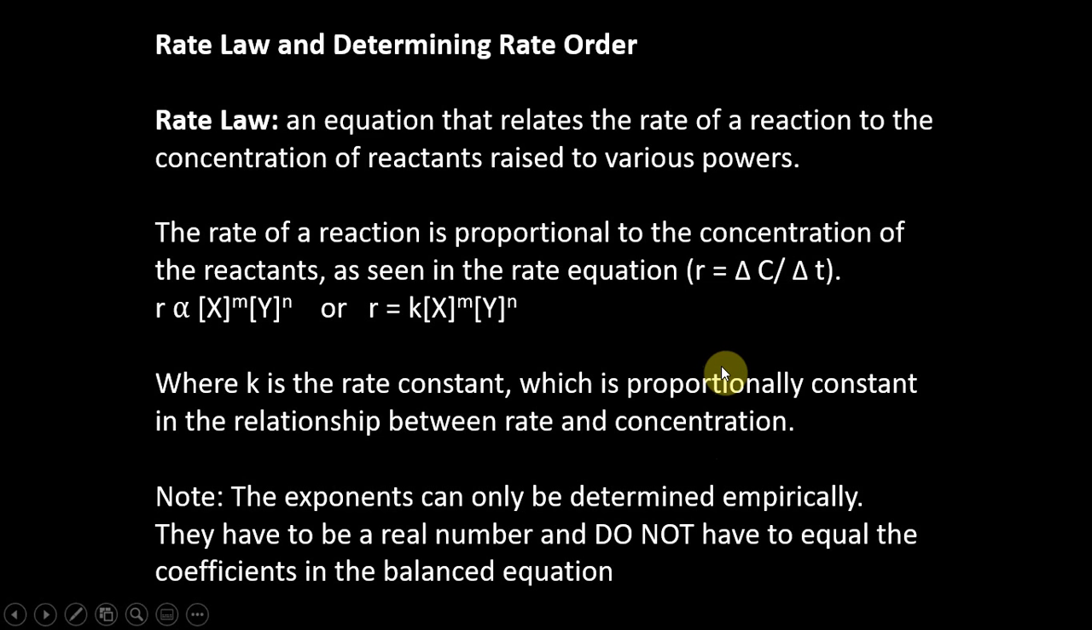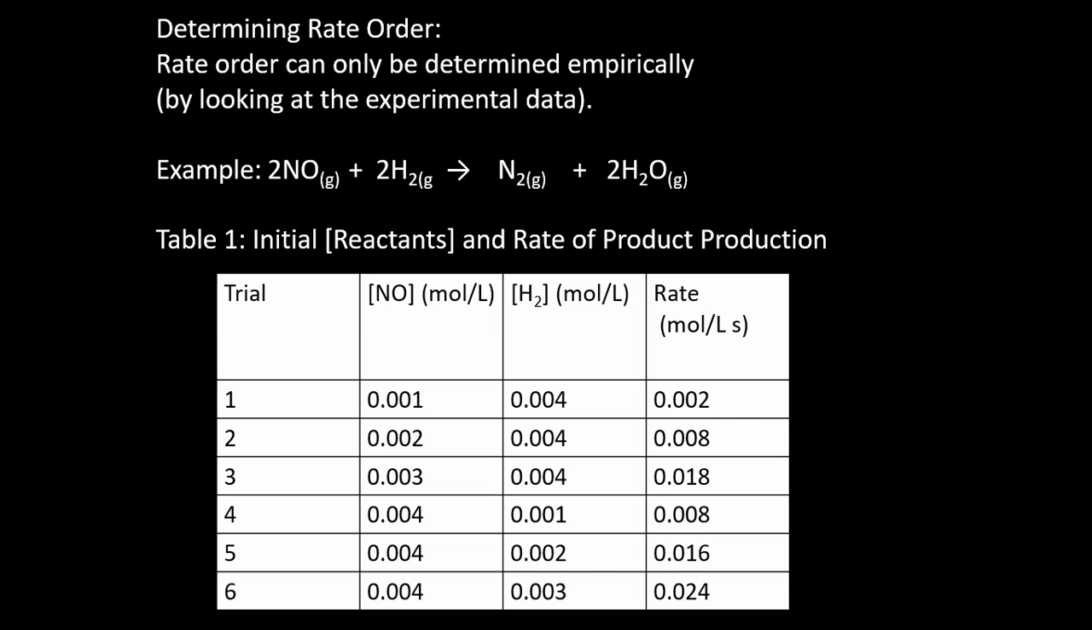Okay, I already mentioned the exponents can only be determined empirically. You have to carry out a chemical reaction in order to figure that out. Sometimes they're related to the exponents, or sorry, the coefficients of the reaction equation, but not always. Now, determining the rate order. Okay, so if we have, let's say, this reaction between nitrogen monoxide and hydrogen that forms nitrogen and water, you will notice that I've got here some data that relates how these concentration changes affect the rate.